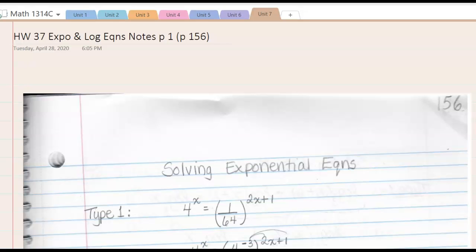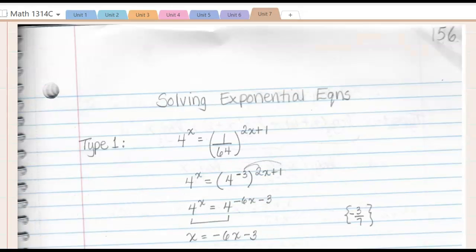This video will cover the first page of notes for the topic of exponential and logarithmic equations. First, let's cover solving exponential equations. We basically have two types. The first type is when we can get the same base for our problem.